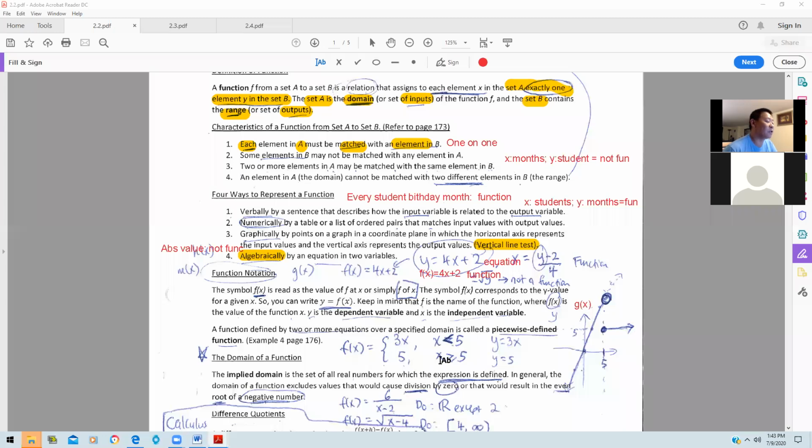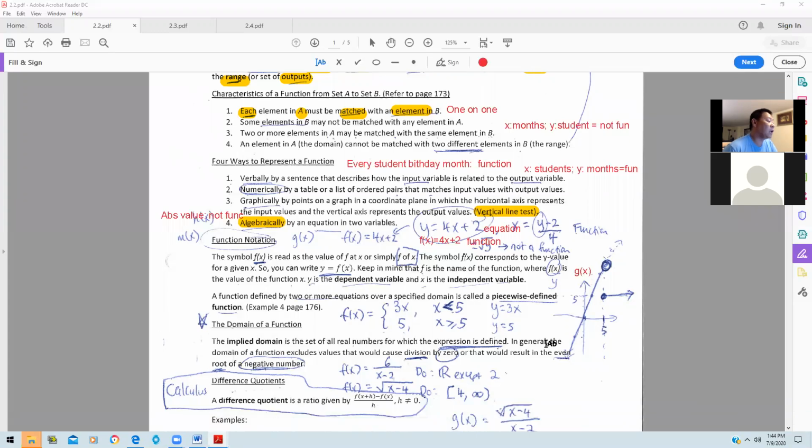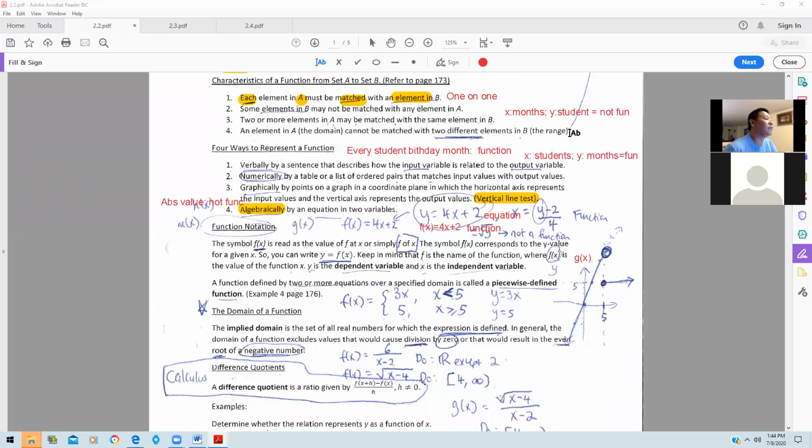Is because your domain is restricted from 5 to bigger than 5. And you also notice that this circle is colored or closed, because there's an equal sign. So usually this is what we call a piecewise function, where you have to draw it out. Okay. Domain. This is very, very important.